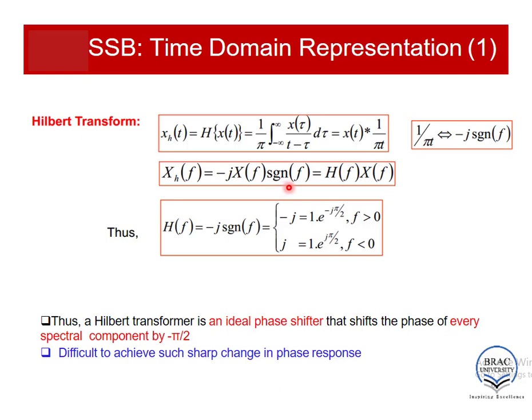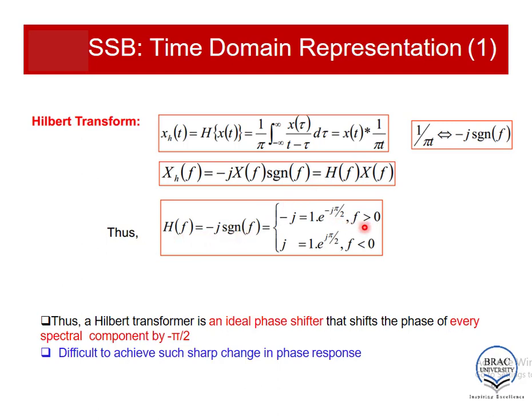I am repeating once again. This sgn f is +1 when the frequency is positive, and sgn f is -1 when the frequency is negative. We will get to see the visual representation of sgn f in the next slide. So simply X_h(f) is minus j X(f) sgn f. If we separate the X(f) part from it, we will be left with minus j sgn f. This minus j sgn f is essentially H(f), the function of Hilbert transformation. Thus H(f) is minus j sgn f.